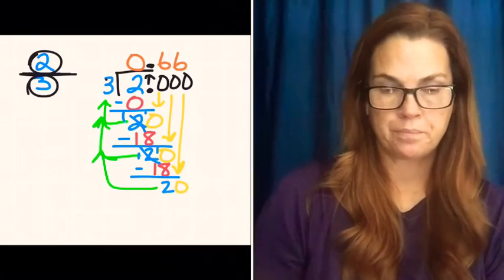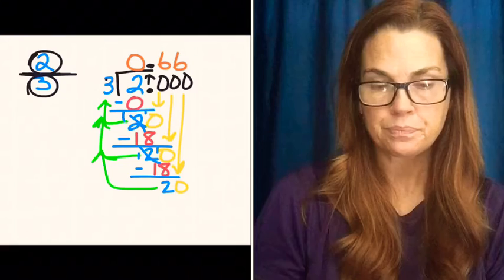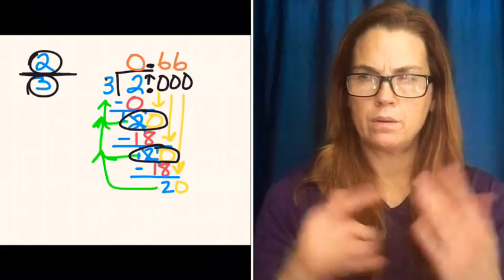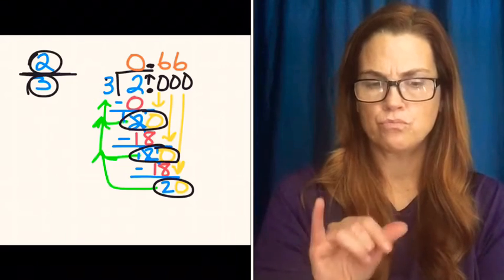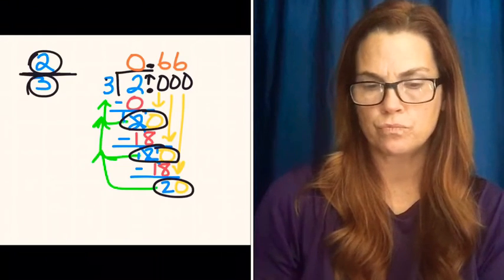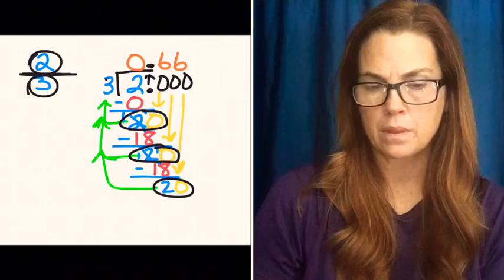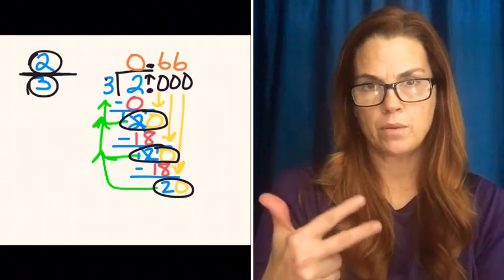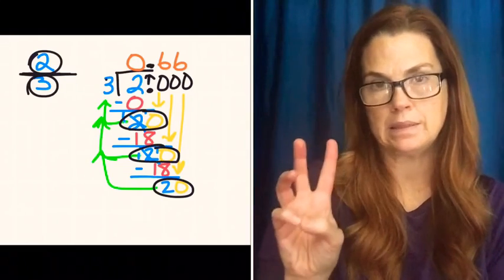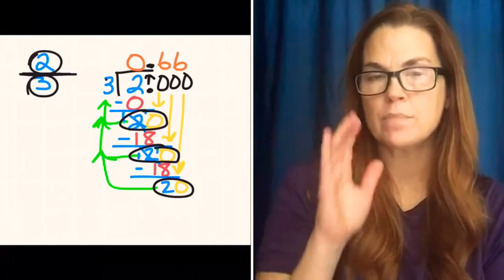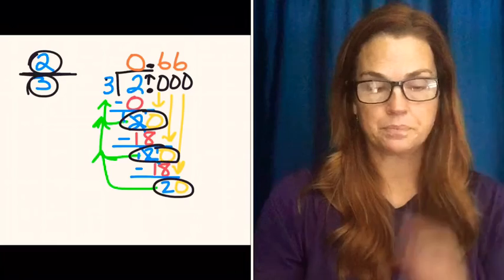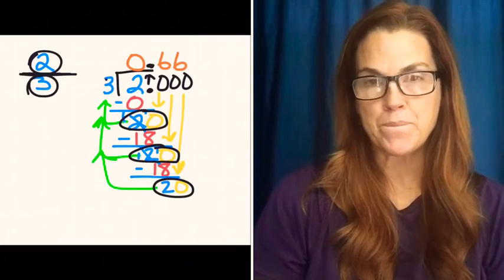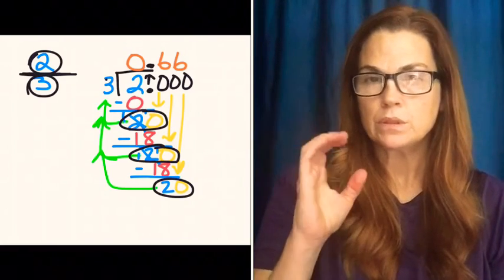Wait a minute. So we have 20 again. We had 20 here, and now we've got it again here. How many groups of 3 can we make from 20? Well, it looks like it's going to be 6 again. And we're going to continue to get a remainder of 2, each time bringing down the 0 to have that remainder of 20. So we're going to continue to get 6 in our quotient.